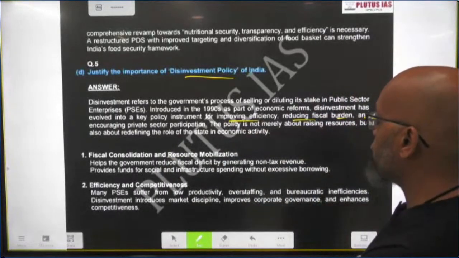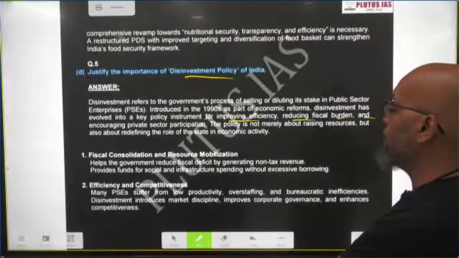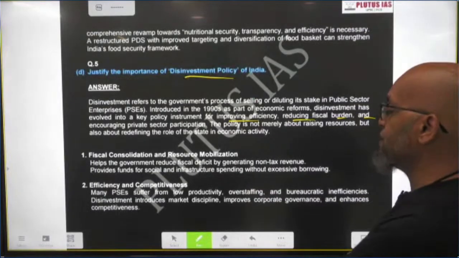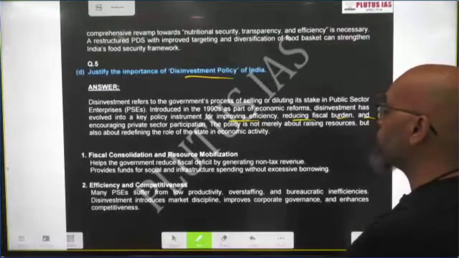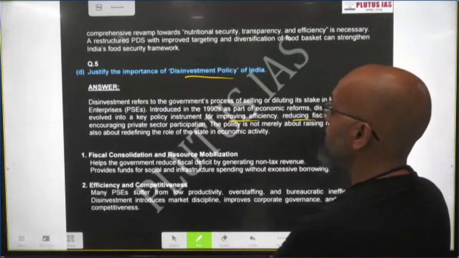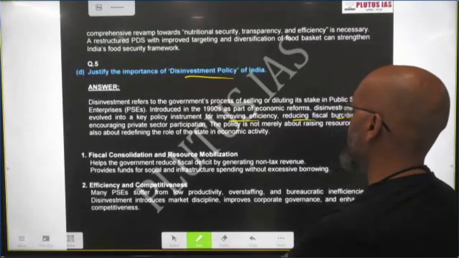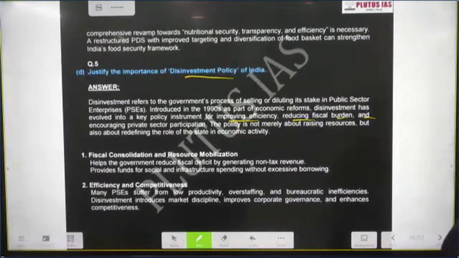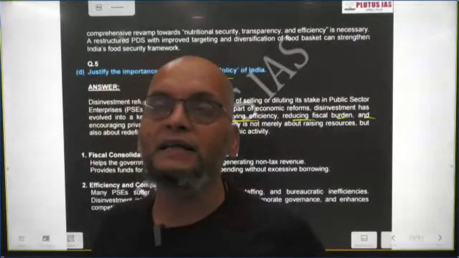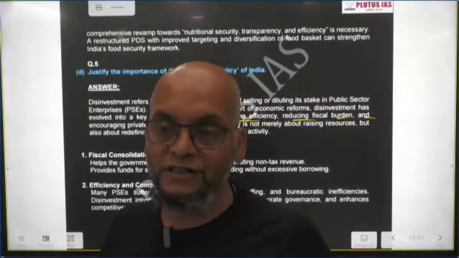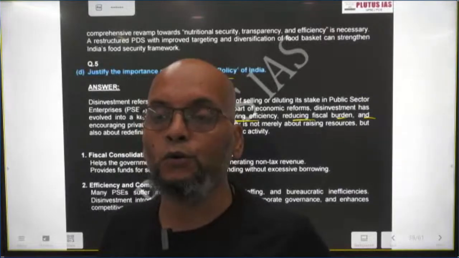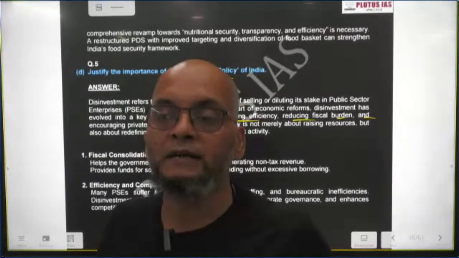Anyway, fiscal consolidation and resource mobilization helps the government to reduce fiscal deficit by generating non-tax revenue. Then efficiency and competitiveness. Many PSCs suffer from low productivity, overstaffing, and bureaucratic inefficiencies. Disinvestment introduces market discipline, improves corporate governance, and enhances competitiveness. In most government companies, many PSUs, efficiency is low. They do not want to work. So when it will be privatized, when private people will own it, market discipline will be there. Perform or you'll be kicked out.